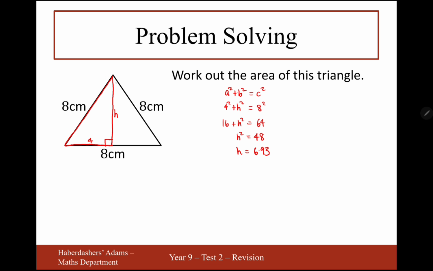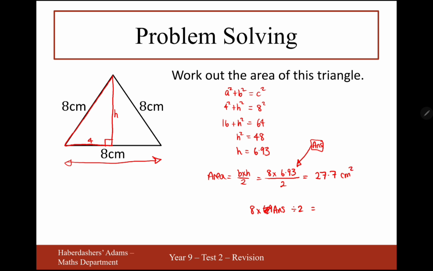So now we're going to work out the area of the whole triangle by doing base times height divided by 2. So that is the whole base of the triangle, which is 8, times the height of the triangle, which is 6.93, although you're going to be pressing the answer button at that point, divided by 2. So fraction button, 8 times answer divided by 2. If you don't have a fraction button, just type in 8 times answer button divided by 2. That should all work as well. And you'll get 27.7 centimeters squared. And there we are, that's the answer for that problem solving question.